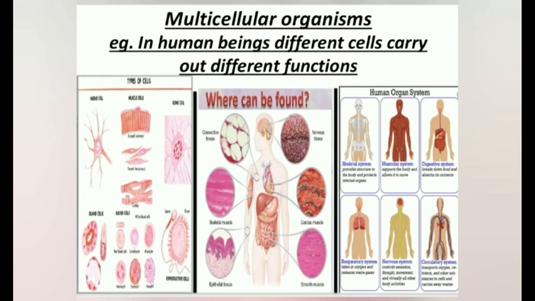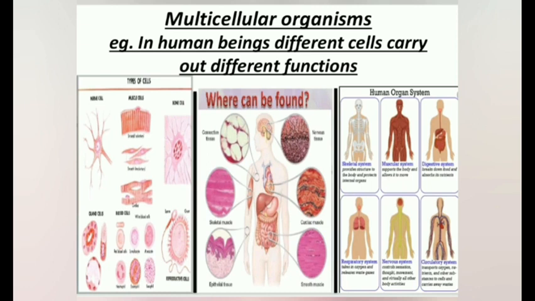The next figure shows you the cardiac muscles. The cardiac muscle cells form the tissues of the heart. The smooth muscles, as you had seen in the previous figure, they form the muscles of the stomach, the intestines, etc.